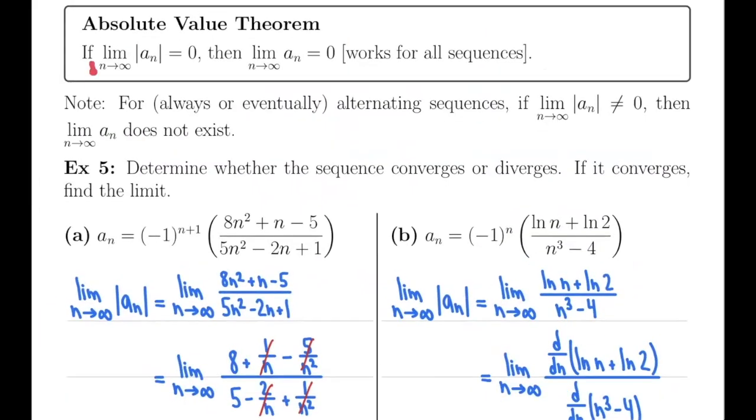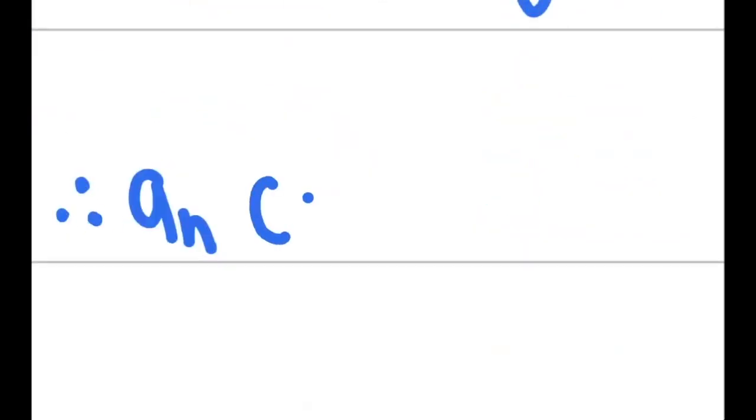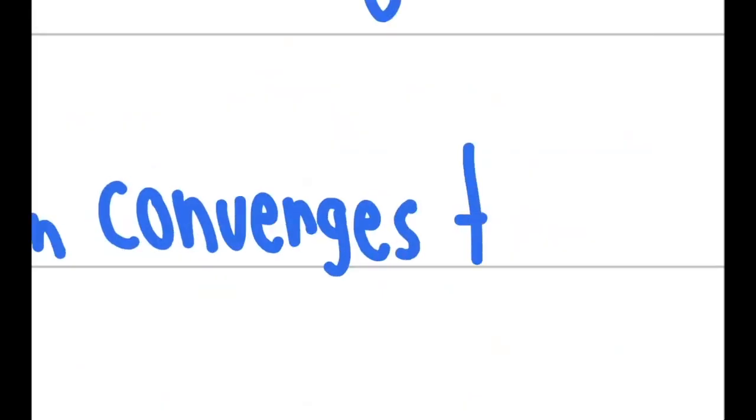If the limit of the absolute value of a sub n as n approaches infinity equals 0, then that means the limit without the absolute value is also 0. And if the limit exists, then it converges. So it does exist, it's 0 for the absolute value and without the absolute value. So therefore, a sub n converges to 0.